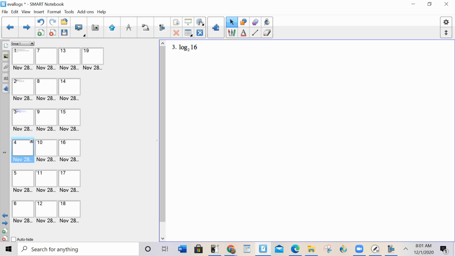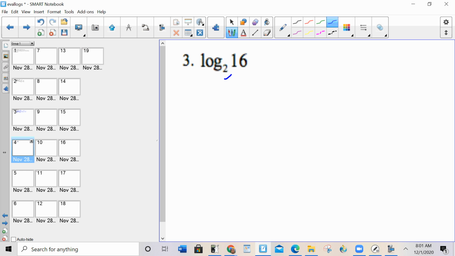Number 3, I'm always looking at the base of the log. What power am I raising 2 to get 16? 2 to what power gives me 16? Well, 2 times 2 is 4, times 2 is 8, times 2 is 16. 4 is the answer.